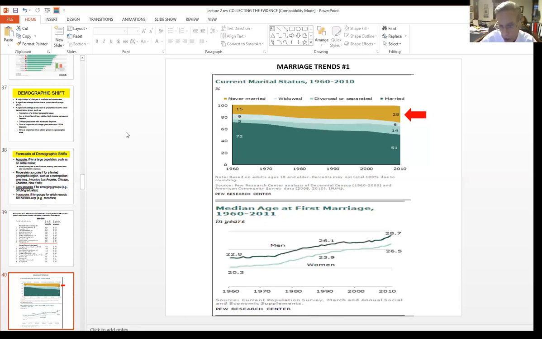Another important trend is shown in the chart at the bottom, where you see the average age at which people get married. In 1960, it was about 23 for guys and 20 for gals. By 2010, it was almost 29 for guys and 26 for gals. And those trends were ongoing. So, if those were the ages back in 2010, you can bet it's older now.